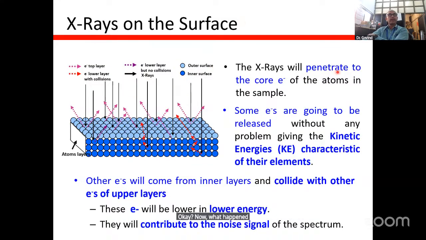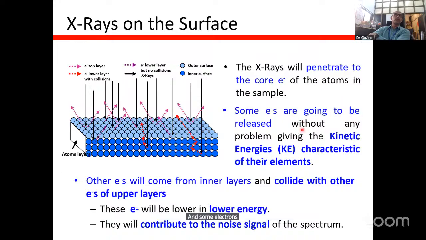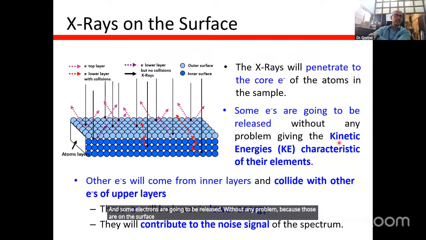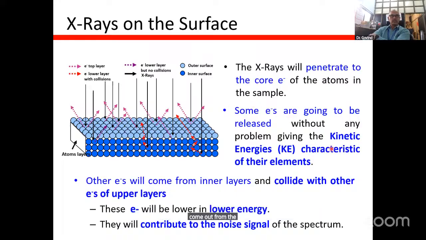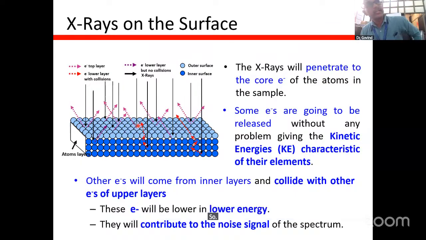The X-ray will penetrate to the core electron of that particular atom, and some electrons are going to be released without any problem, because those are on the surface now. So kinetic energy easily comes out from that electron, giving the kinetic energy characteristic of a particular element, because that particular atom has a particular kinetic energy of that core electron. So it will come out.